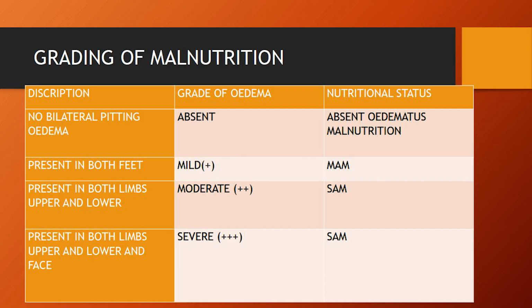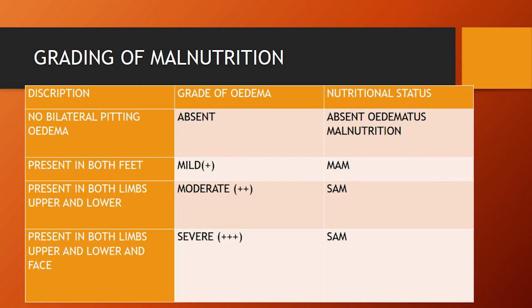Next, coming to the grading of malnutrition using the tool of pitting edema. You can grade the malnutrition. If there is no bilateral pitting edema, that means the pitting edema is absent, then the child may have just beginning signs of malnutrition, but no bilateral pitting edema.